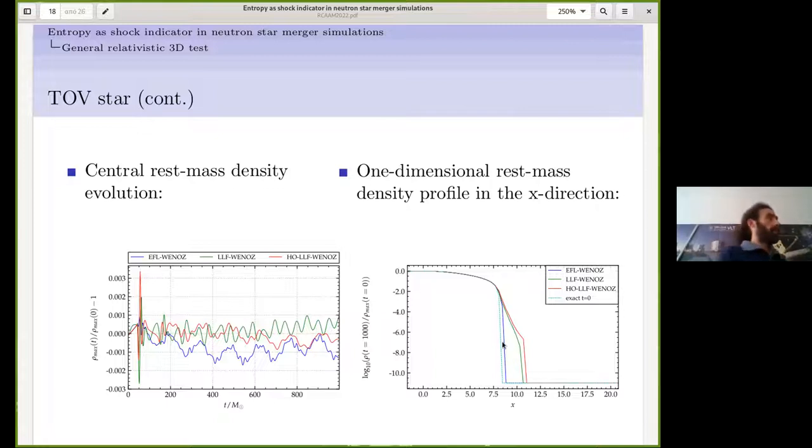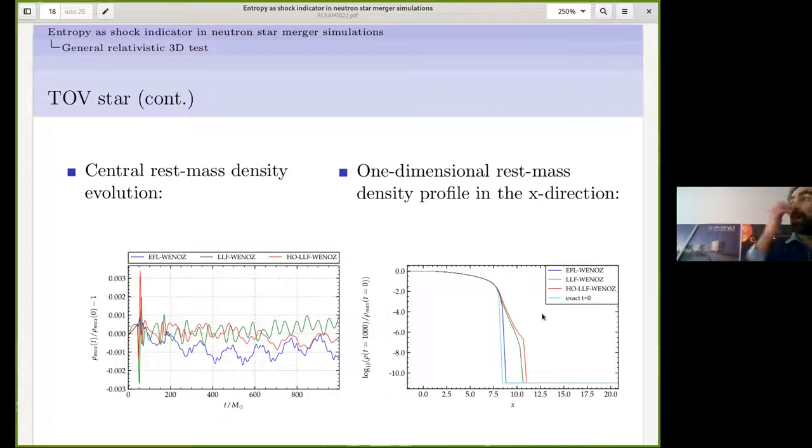And this one here is also really interesting, because it shows how well the method is tracking and resolving the surface of the star. Here I'm plotting the matter density with distance. Here is the center of the star, where we have the maximum value up here. Then it drops, drops, drops, and at the surface we have a really rapid drop in the mass density. And that is the shock that I'm talking about.